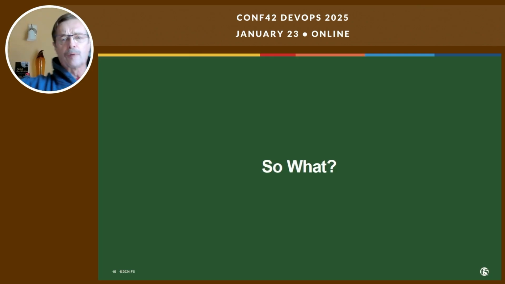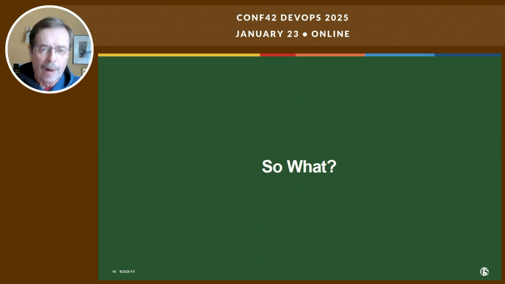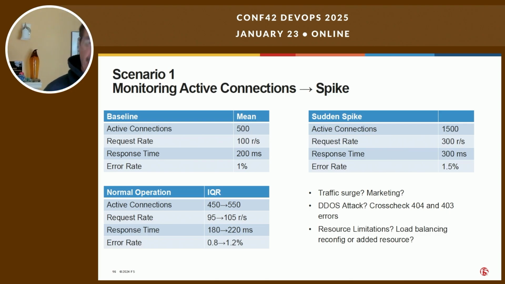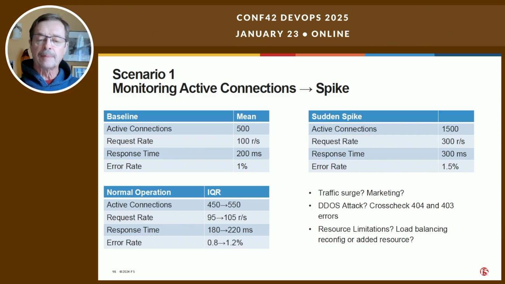So there are these great metrics. So what? They're just a bunch of numbers. So let's take a look at some of the ways that these metrics might actually apply and indicate. Let's take a first scenario on monitoring active connections, and you've got a spike. You can see baseline active connections about 500, normal distribution varies by about 10% up and down. But all of a sudden, you've got a spike that's hit 1,500.